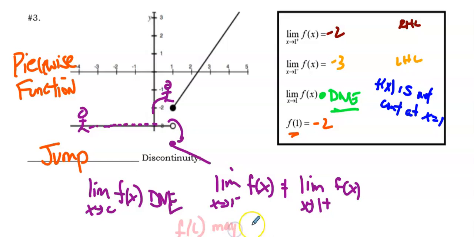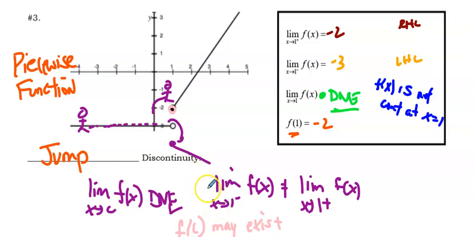In this case, it did. This one did. I could have an open dot right here. It could be open and nothing would be defined there. So once we know the limit doesn't exist, then we can obviously say that it's not continuous.